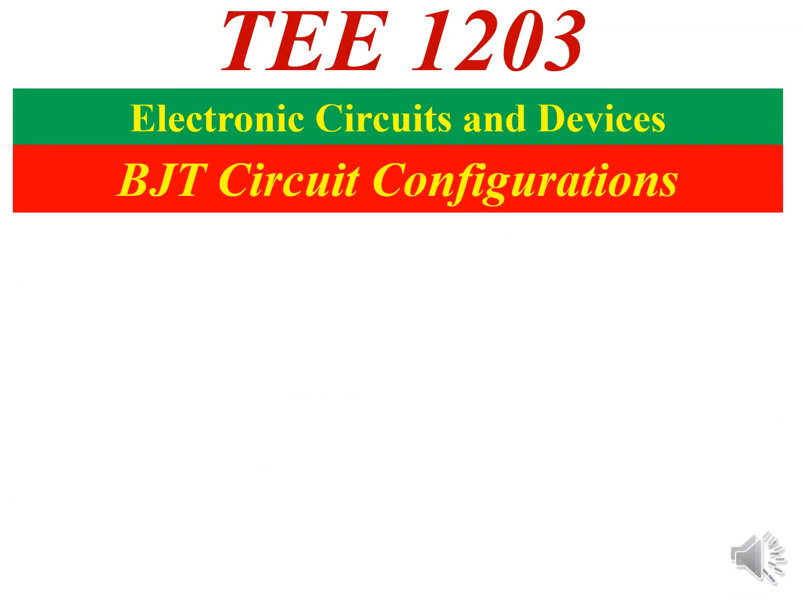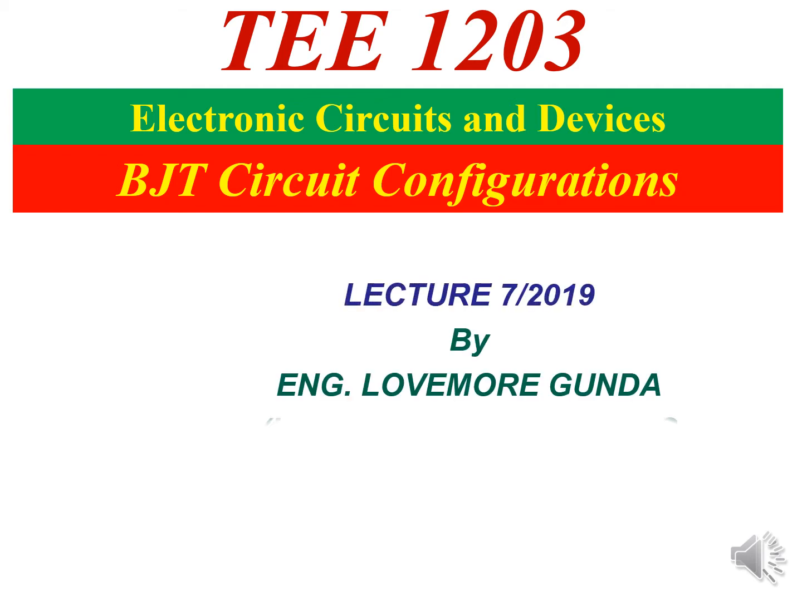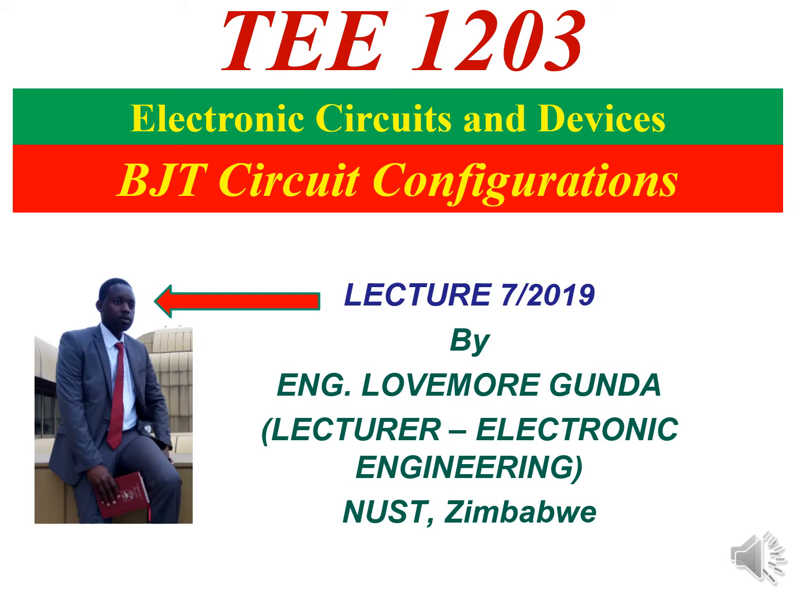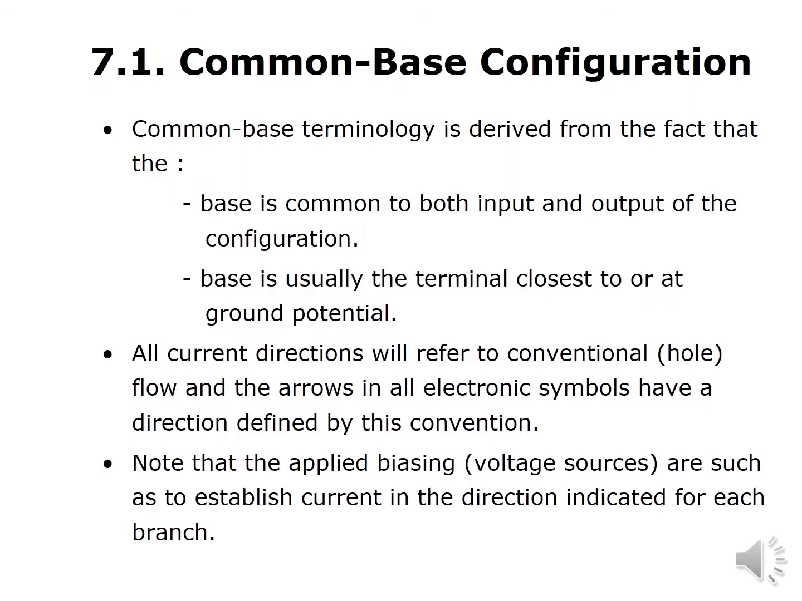So we look at our BJT circuit configurations, which we have just highlighted in the previous lecture. The first configuration is called common-base configuration. It's called common-base configuration because the base is common to both the input and the output circuits of the configuration, right?